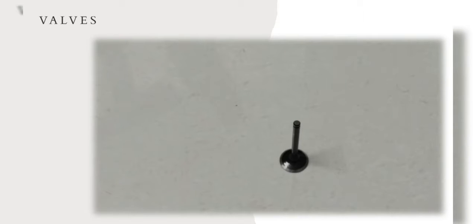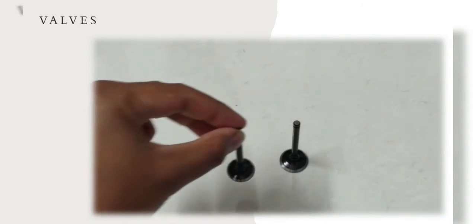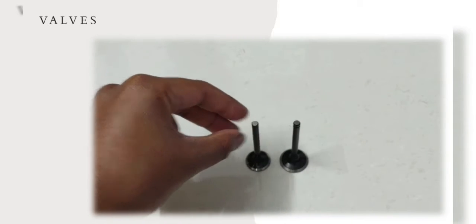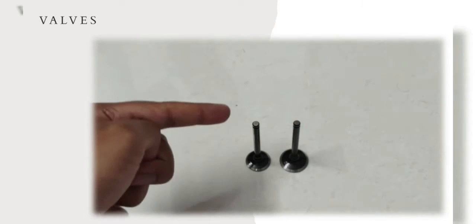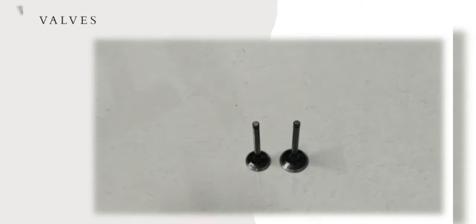Now the next part we have is an exhaust valve. An exhaust valve is very similar to the intake valve, as in it also has a stem and a head, but the head of the exhaust valve has a smaller diameter than the intake valve, and also the intake valve opens up inside into the piston chamber and not outside, and the exhaust valve opens outside.